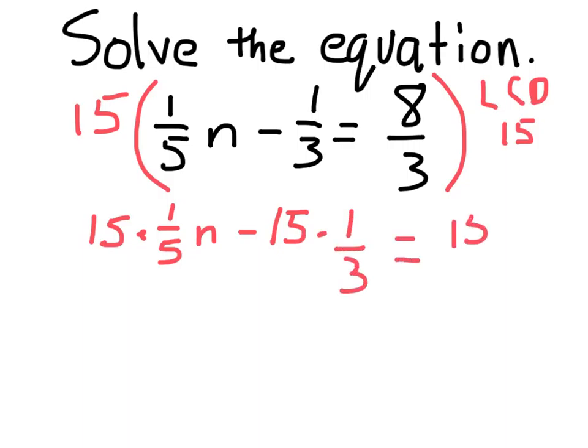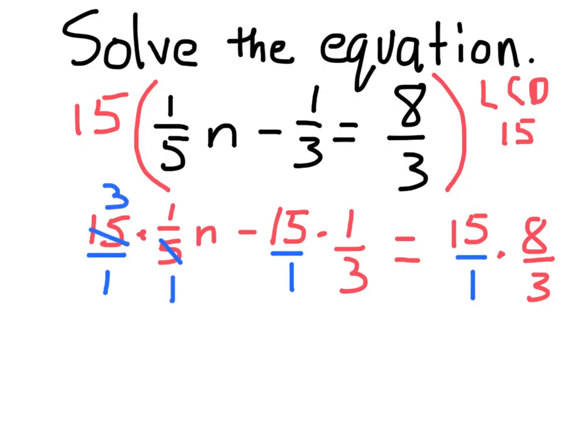equals 15 times 8/3. Now I'm going to take all these 15s and write them as 15 over 1. Okay, 5 divided by 5 is 1. 15 divided by 5 is 3. And notice I have 3 times 1. N is just going to be 3n minus 3 divided by 3 is 1. 15 divided by 3 is 5.